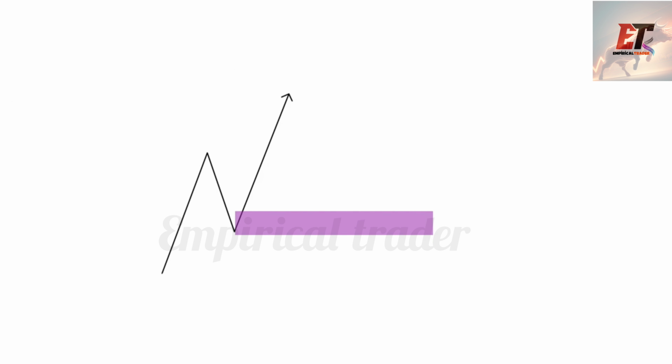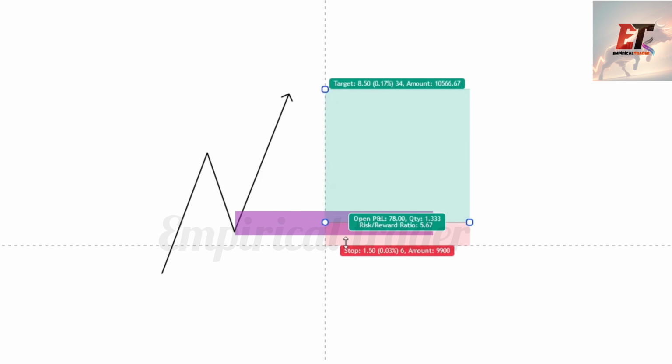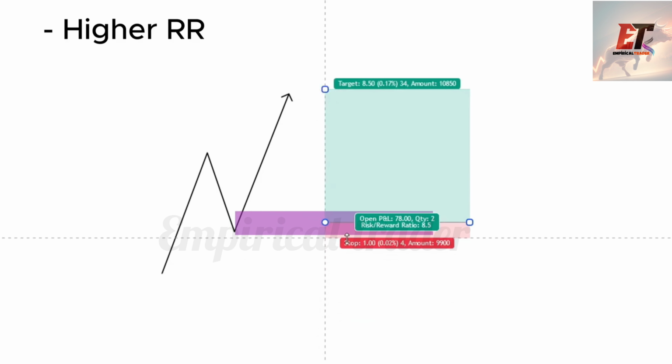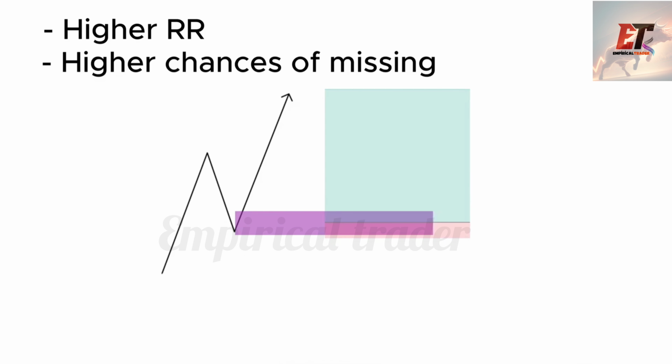The second type of entry is at the half of the order block. We see that this leads to a higher risk to reward ratio, but we will have fewer entries since price could often hit the top of the order block. Practice and see which one you prefer.